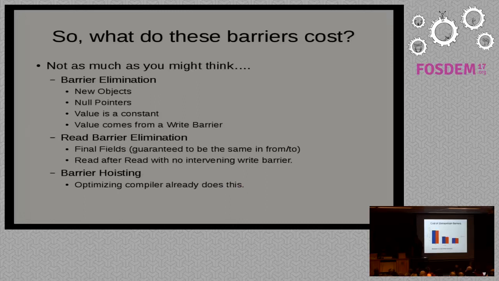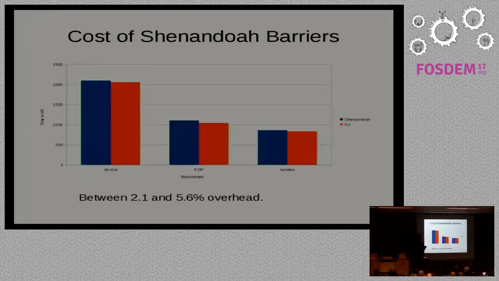So I did a little experiment. This is from a paper I did last year where I ran some of the DaCapo benchmarks. And I gave them an incredibly large heap. I gave them a large enough heap that they never actually had to do any GC work. And these were the 3 benchmarks that were able to run in that environment. And you can see that comparing Shenandoah to G1, the overhead of Shenandoah was between 2.1 and 5.6%. This was a year ago. We have some numbers now where we're doing even better.